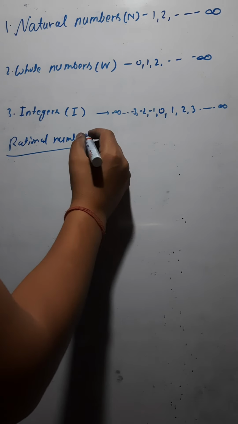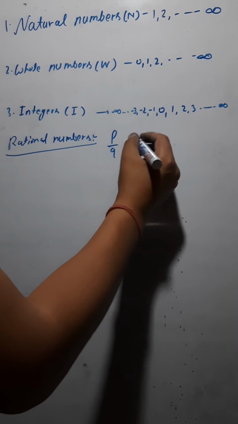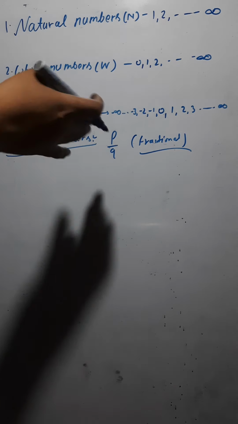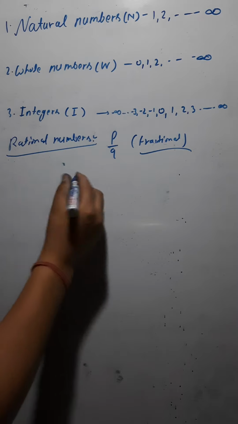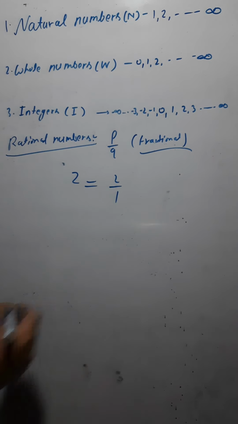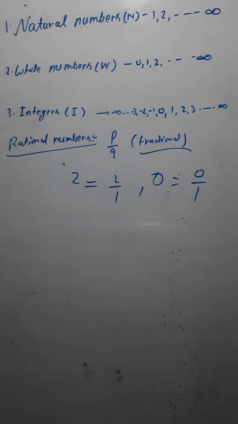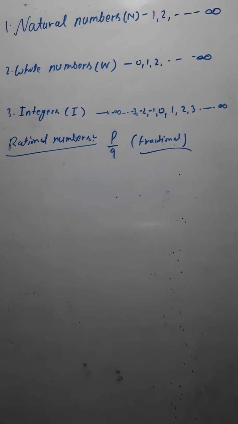Rational numbers means the numbers that can be written in the form of p by q, or you can say the fractional numbers. The numbers which are in the form of a fraction: 1 by 2, 3 by 2, 4 by 2, 2 by 1. So 2 is also a rational number. Why? Because you can write it as 2 by 1. 0 is also a rational number. Why? Because you can write 0 as 0 by 1. Are you getting it or not? Yes. So the numbers which can be written in the form of p by q are known as rational numbers. Okay?